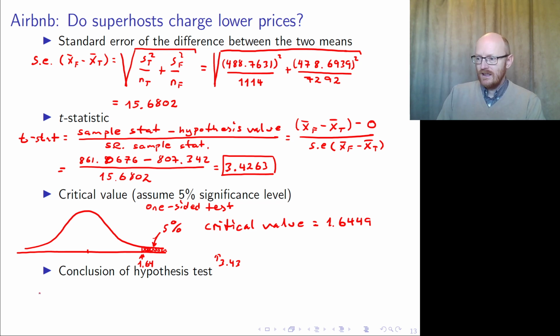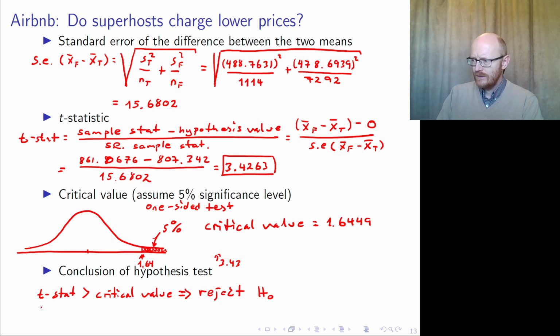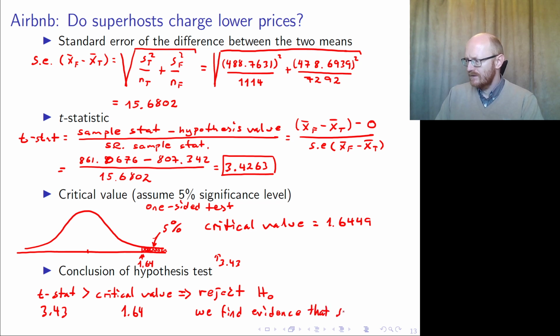So what we conclude is that the t-stat is greater than the critical value, which means that we reject H naught. The t-stat was 3.43 and the critical value was 1.64, which means that we reject H naught. We find evidence that superhosts charge lower prices.